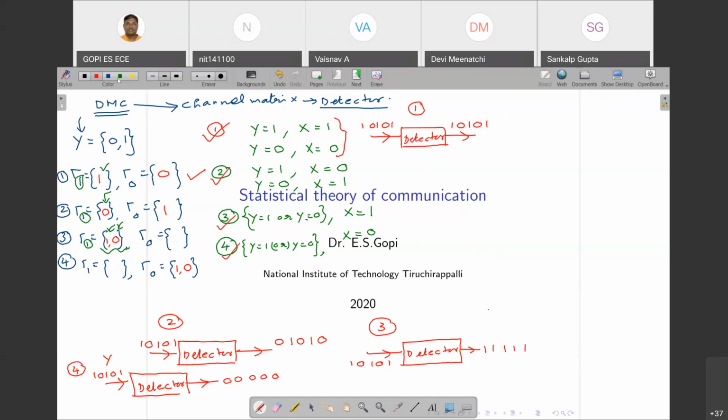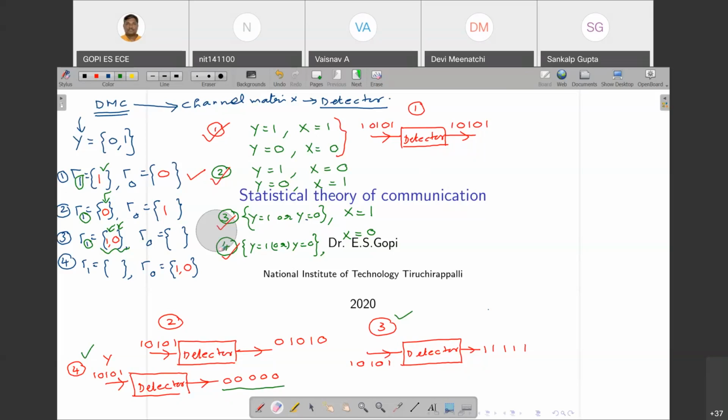And is it worth having this third and fourth rule? It means that the detector is always saying that it is 0, right? Will it be applicable in practice? All those things we can discuss one by one. But we have these 4 possibilities available, and that is what we are exploring.